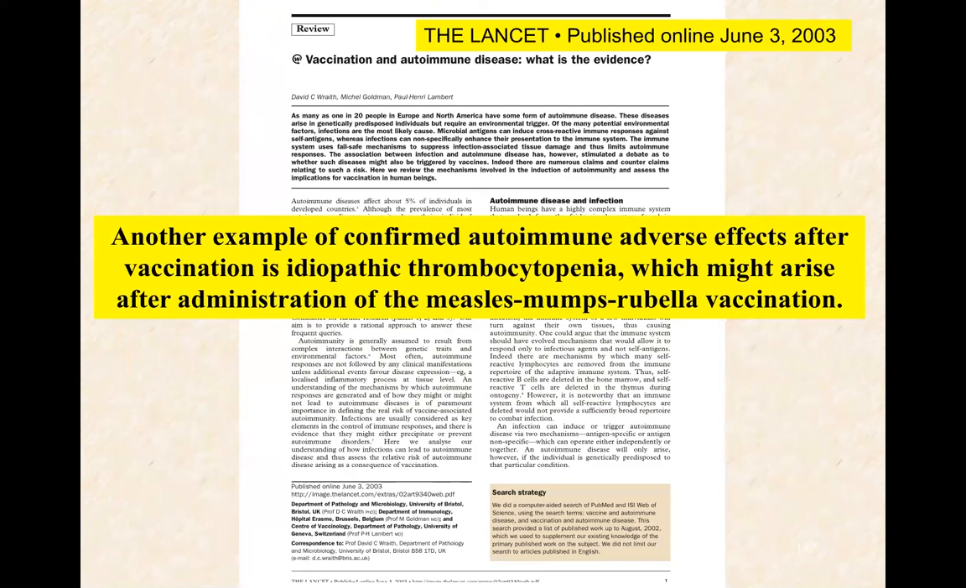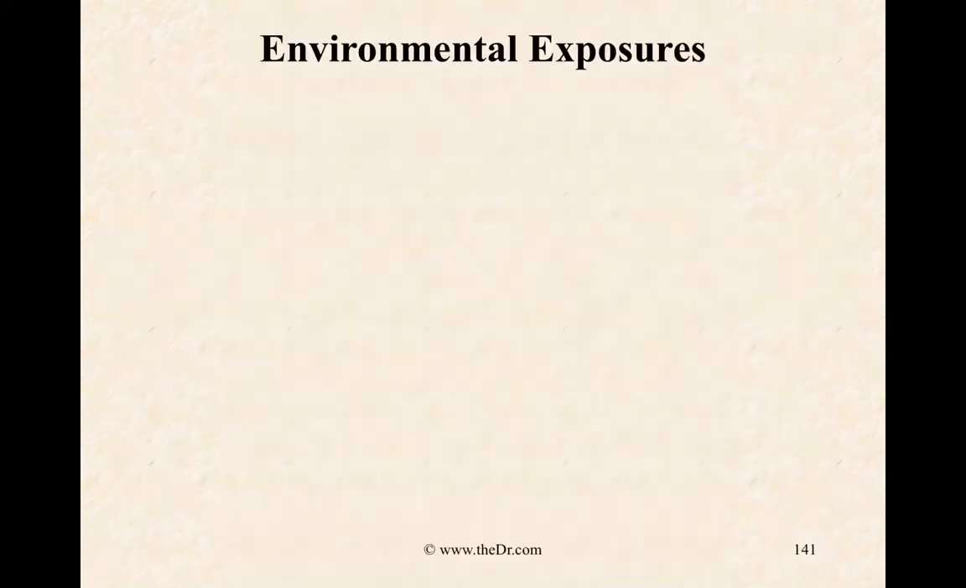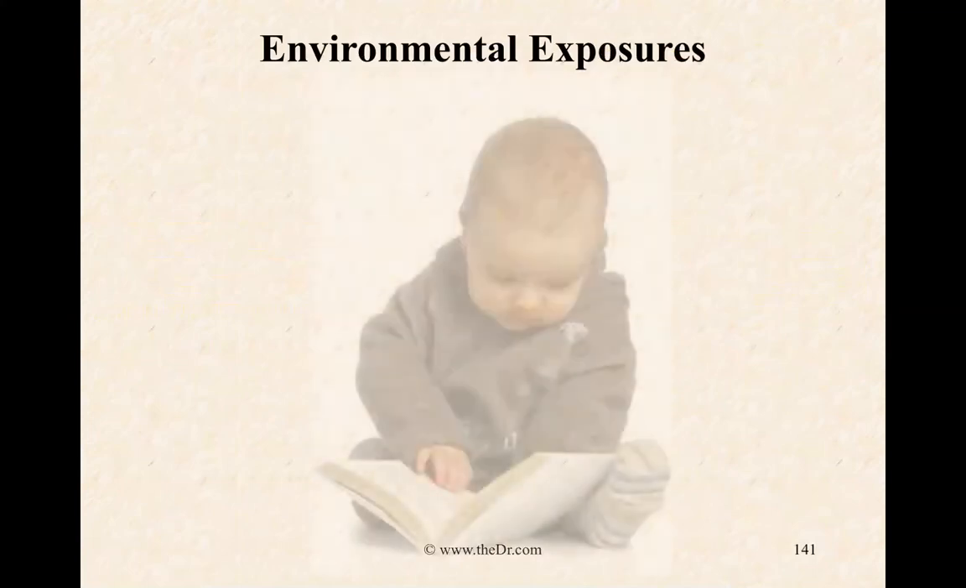Another example of confirmed autoimmune adverse effects after vaccination is idiopathic thrombocytopenia, which might arise after administration of the measles, mumps, rubella MMR vaccination. And there are hundreds of studies on autoimmunity developing from vaccines, not just one.